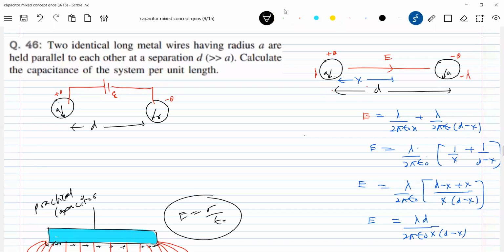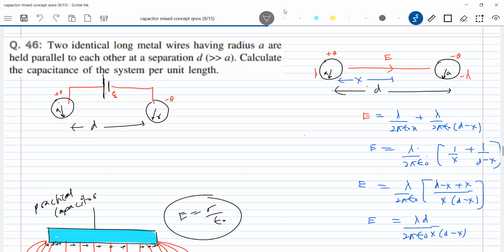So now shall we do one thing? If we can calculate the charge and we know the applied EMF, we can calculate the capacitance. Because what is the capacitance formula? C equal to Q by E. So shall we use that basic method? Or we know E, so can we calculate the potential difference?